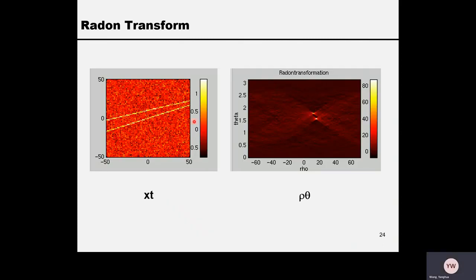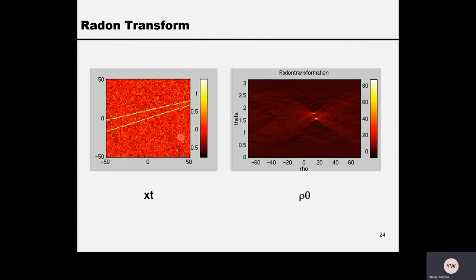Here is an example. You have two lines in the xt domain. After the radon transform, the image is in the theta and rho space. Those two lines become two dots. You can see the straight line in the tx domain becomes a point in the radon transform domain. These two lines become two dots. If you isolate these two dots, that means you can effectively suppress anything outside of the two lines.